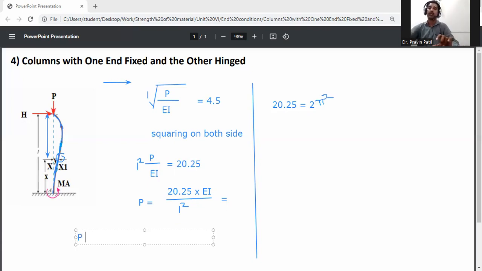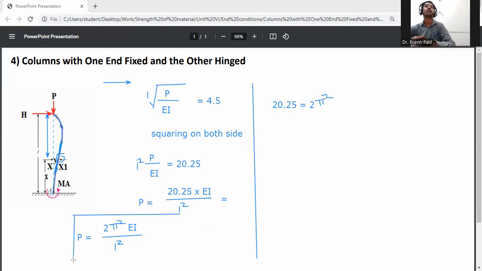Okay, so this value will be near to this one. So you can write the final equation: P is equal to 2 pi square EI divided by L square. So this one is the crippling load when one end is fixed and the other end is hinged. 2 pi square EI by L square, this is Euler's crippling load when one end is fixed and the other end is hinged.